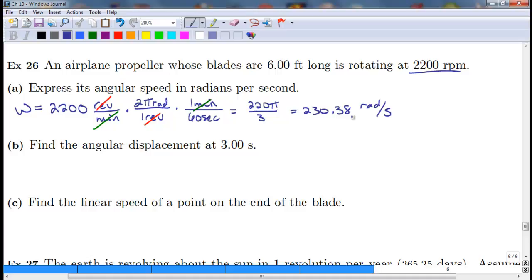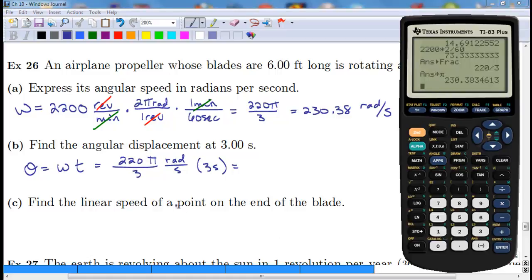Okay, so then we move on to part B. We want to find the angular displacement at 3 seconds. So the angular displacement means how much has the angle changed. So in this case, we want to find theta, which would be our change in angle, which if we write it as omega times t, we're just rearranging that formula for omega being the change in theta over the change in time. So in this case, we've got omega is 230.38 radians per second, and our time we just said was 3 seconds. And so that's why we wanted to convert it to radians per second so we could do this part of the problem. So now we take our answer, and maybe we should have actually used the exact version, the 220 pi over 3.